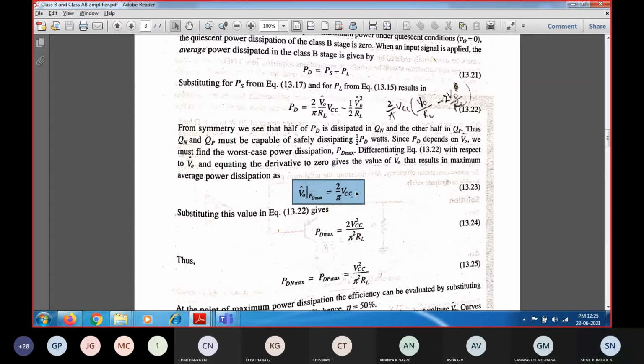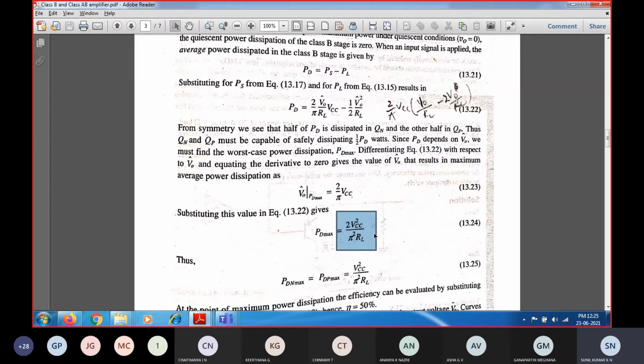So 2 by pi times VCC, that will be the maximum power dissipation. And then if you substitute in the value of PD max, you will be getting the V0 expression. So V0 you will be getting 2 VCC square by pi square into RL. So this is the power dissipation.